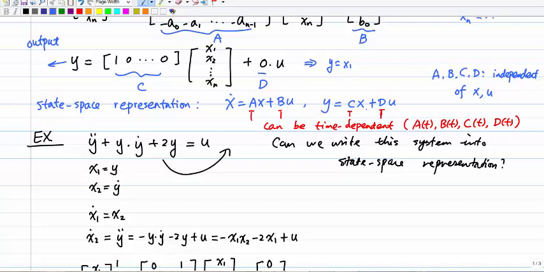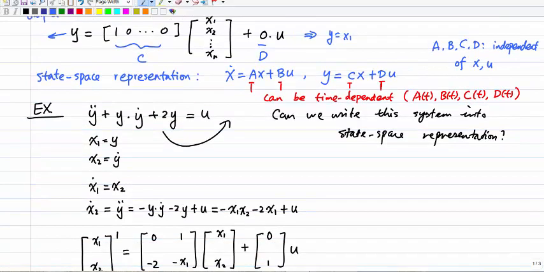Of course, here A, B, C, D could be time varying, but they cannot depend on the state x or input u. We can follow the same idea as I mentioned before. Define x1 as y, x2 as y dot. Then x1 dot is x2, that's pretty straightforward. For x2 dot, let me rewrite this.